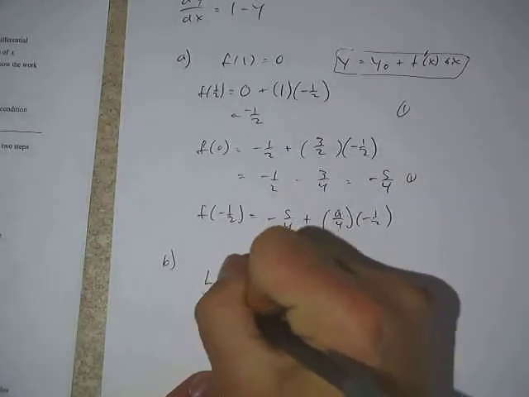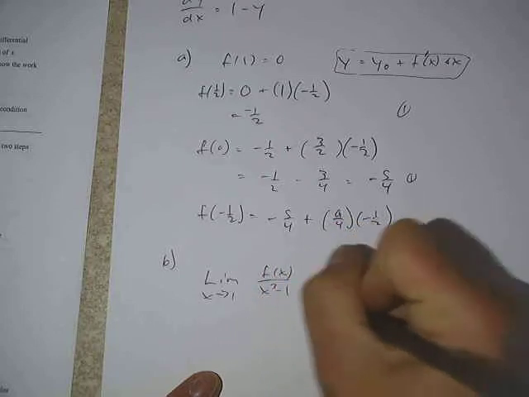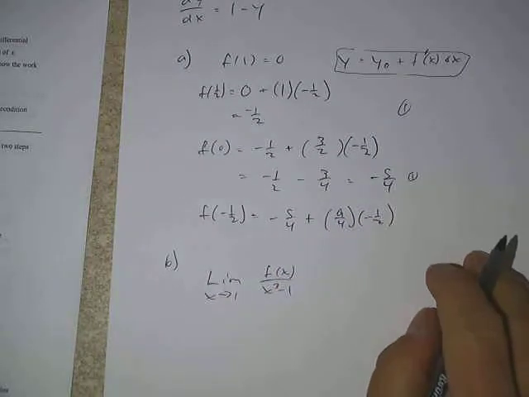Alright, showing your process here was worth 1 point, and 1 point for having the answer right, negative 5/4. So 2 altogether there.